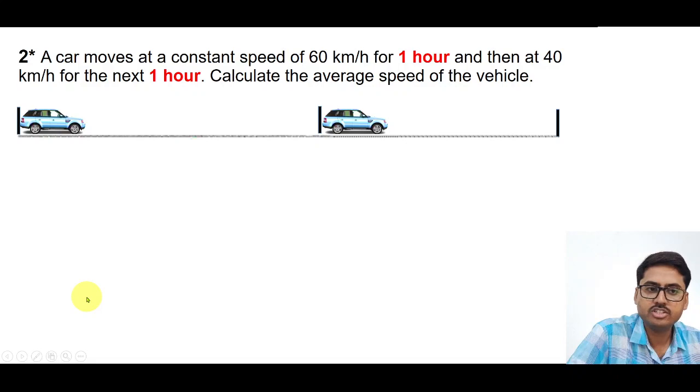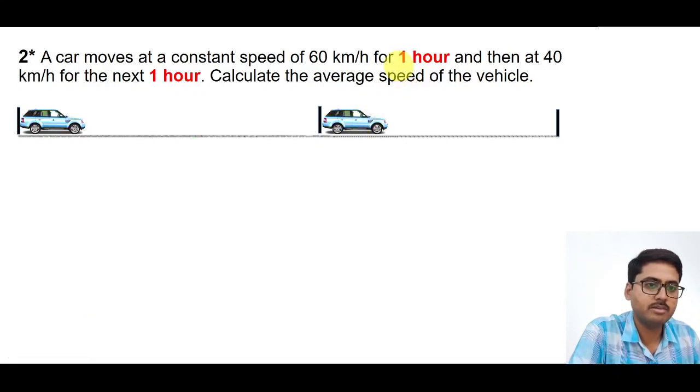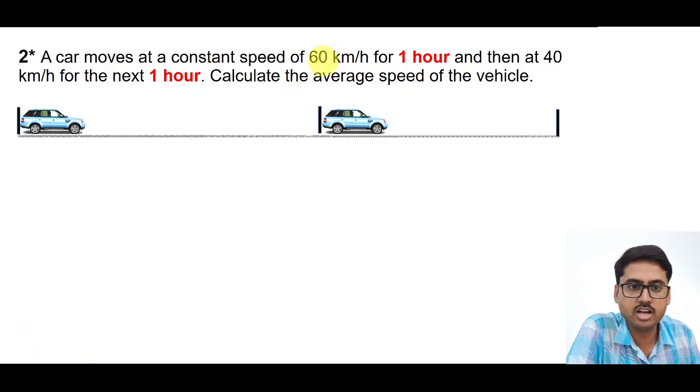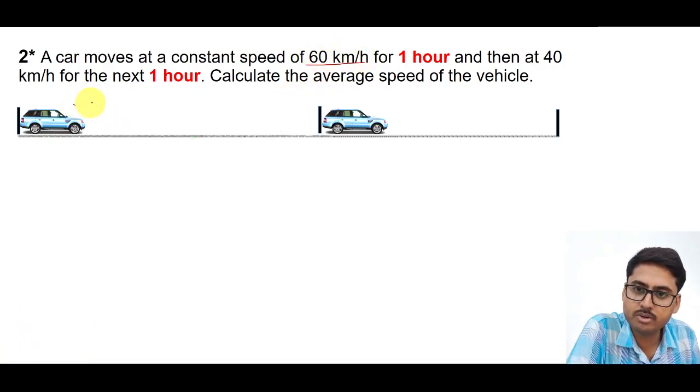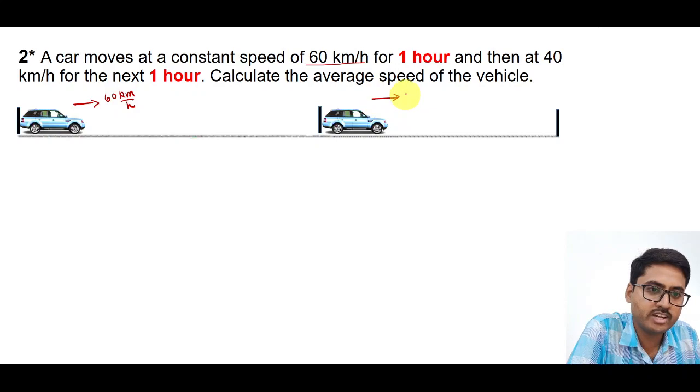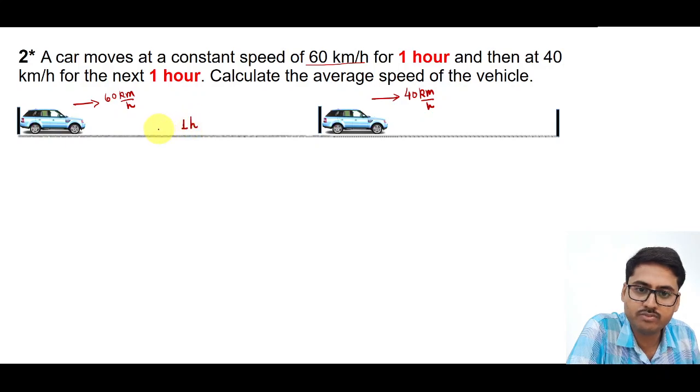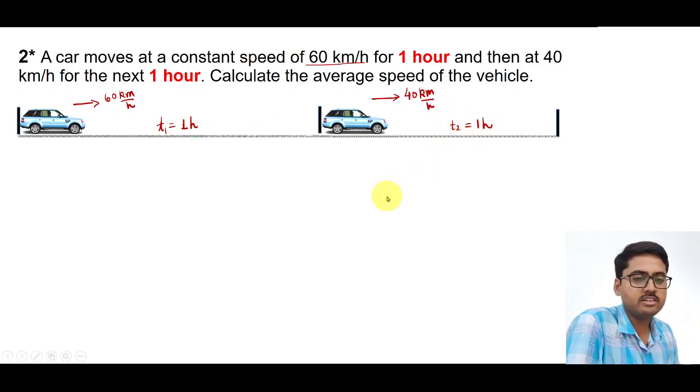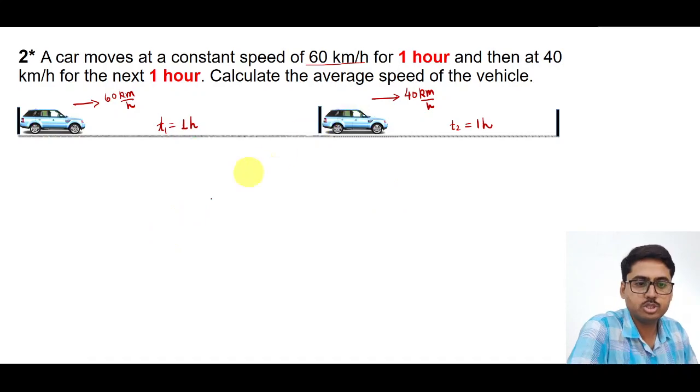The same question here is there, but I have just changed the time to 1 hour. You can see that in the first interval, the car is moving at a speed of 60 km per hour, and in the second interval, it is moving at a speed of 40 km per hour, and it is moving for 1 hour each. Time t1 is equal to 1 hour and time t2 is equal to 1 hour. So you need to calculate the average speed.